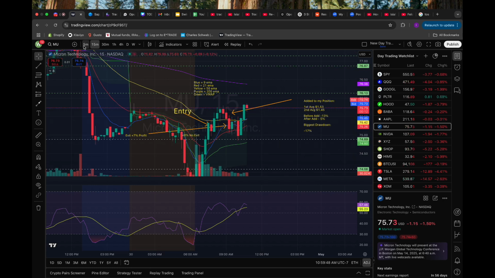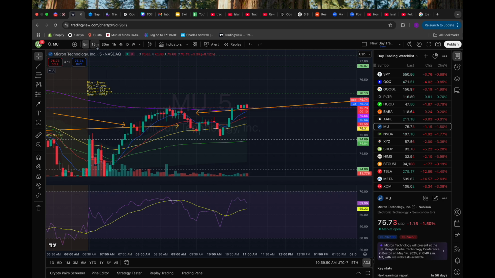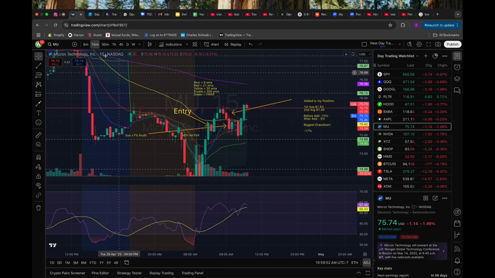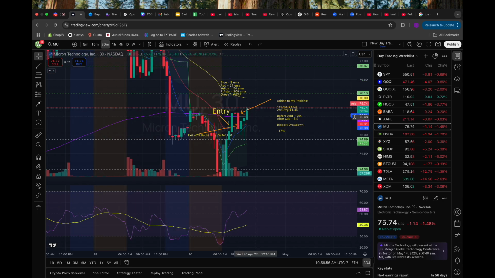I used the 5-minute, I used the 15-minute, that was my entry and my exit. That was my main analysis. And then I was using the 30-minute as well, right? The 30-minute let me know that it was going to come down because we had this candle. So it was going to be a decent move because it's on the 30-minute time frame.